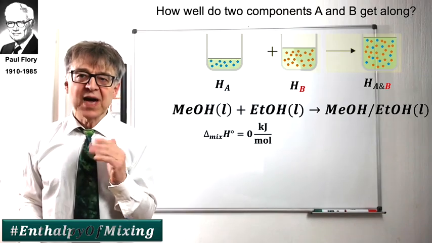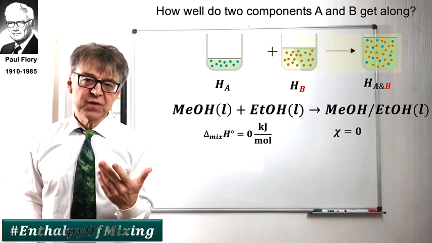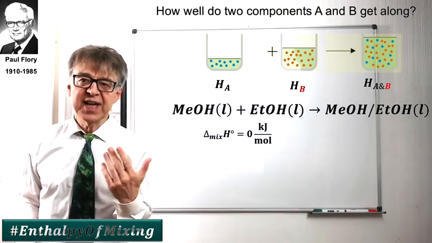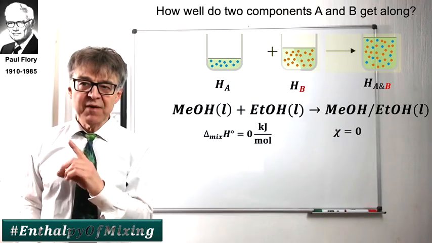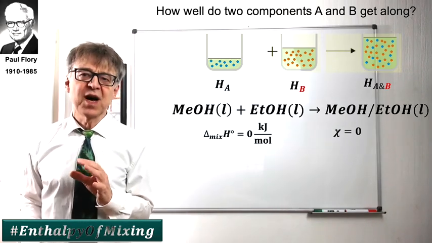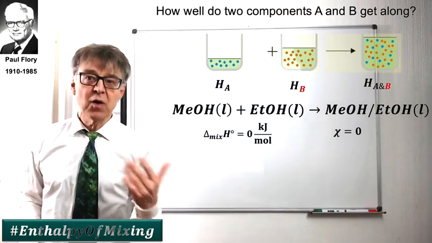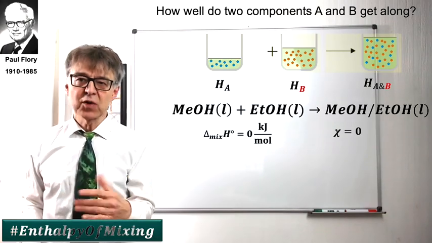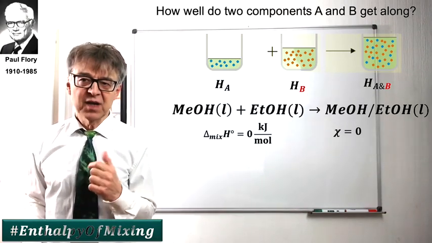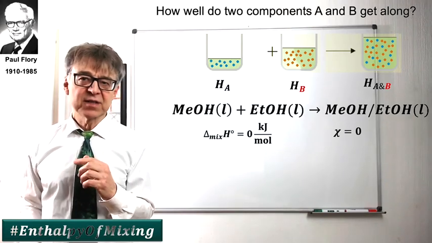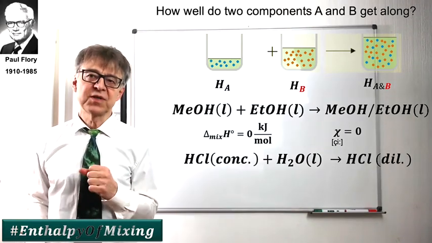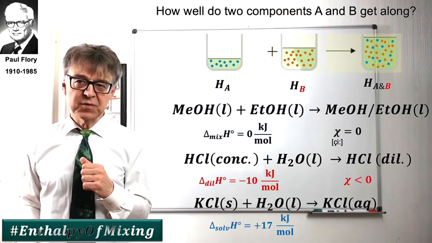We are talking about ideal solutions. The so-called Flory-Huggins coefficient chi equals 0. However, if the two components are energetically appealing or unappealing, heat is released or heat is consumed when mixing. Non-ideal solutions may thus show a negative or positive Flory-Huggins coefficient.